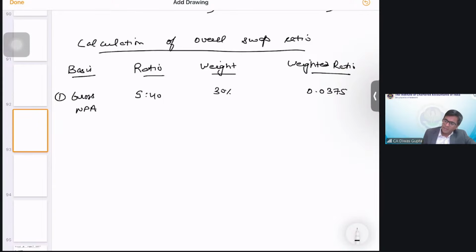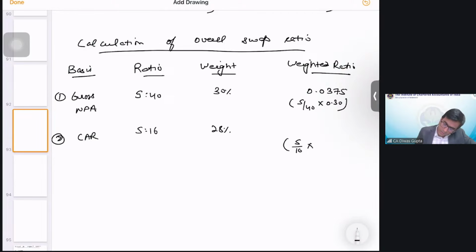5:40 was the first one and 30% weight is given. We have just multiplied it. The second one is capital adequacy ratio 5:16. 28% was the weight. Yes. So 0.0375, how we have calculated is 5/40 into 0.30. Then 5:16 for 28% of the weight. How much we have? 5 divided by 16 into 0.28. This is 0.0875.